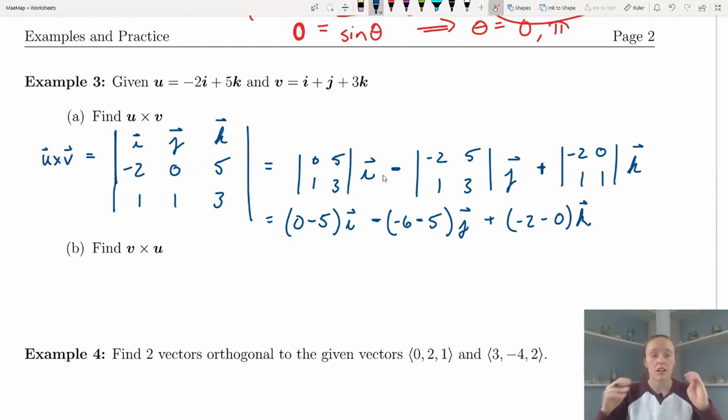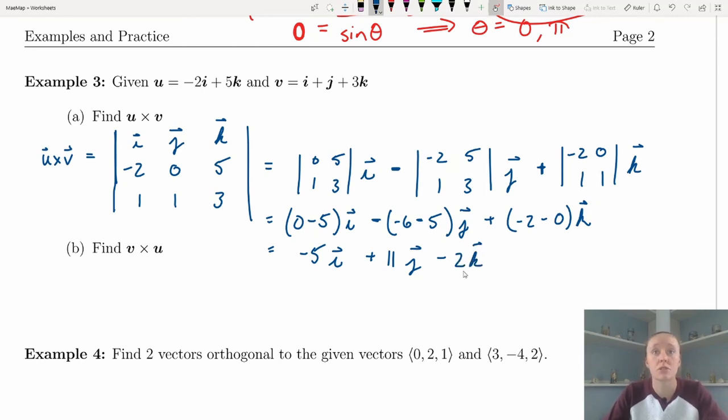So I found the determinant of those smaller 2x2 matrices. Again, diagonal left to right minus diagonal right to left. So writing this out, finishing out the math, 0 minus 5, we have a negative 5i minus negative 5 minus 5 is going to be a negative 11. And if I'm subtracting a negative, that's the same as adding a positive 11. So plus 11j plus negative 2 minus 0 is a negative 2. So I'll subtract 2k as opposed to adding a negative 2k. So in vector notation, if you want to write it, it's negative 5, 11, negative 2.